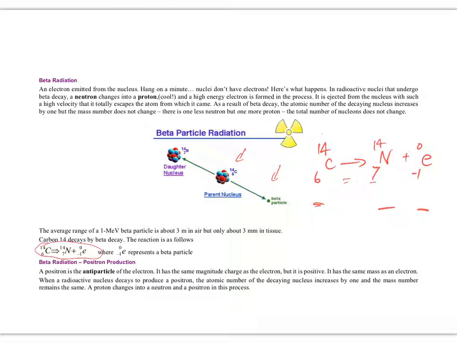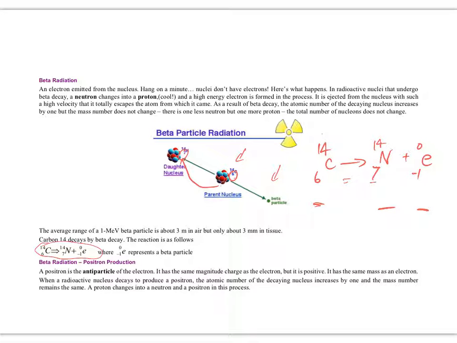Okay, now electrons emitted from the nucleus. Where did the electron come from? We know that the nucleus doesn't have electrons, so what happens? This number here is the number of protons. Here we've got 7, here we've got 6. So a proton changed into a neutron.